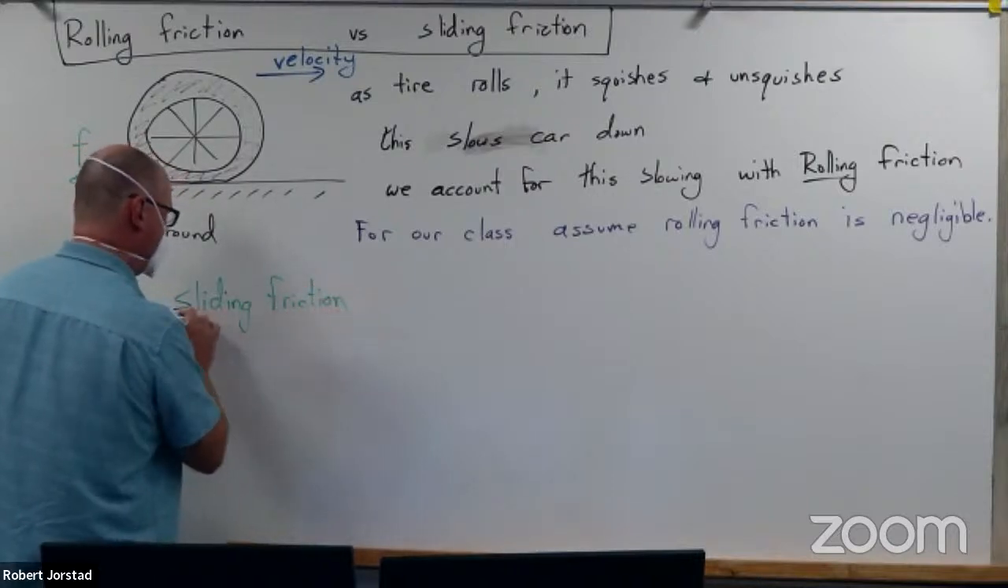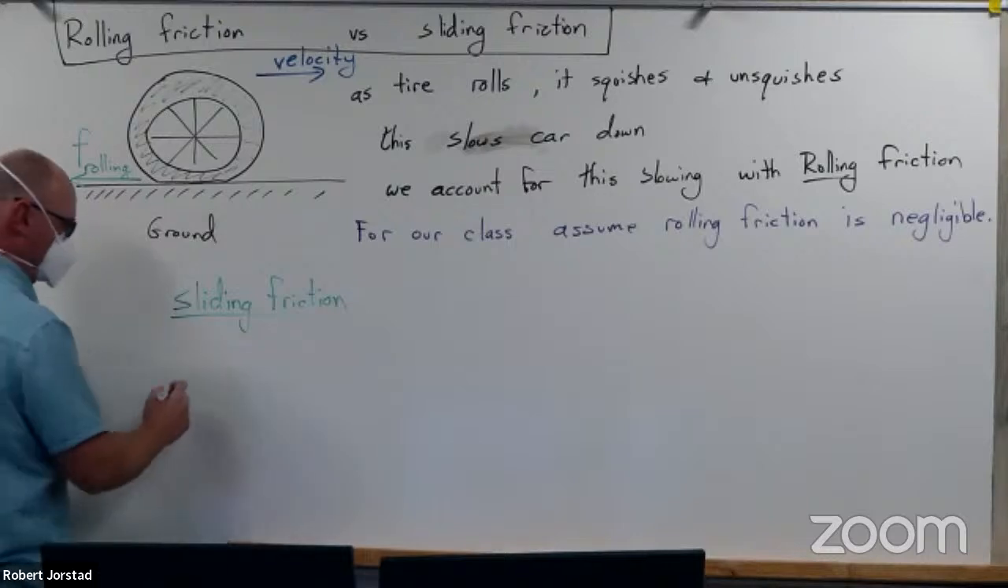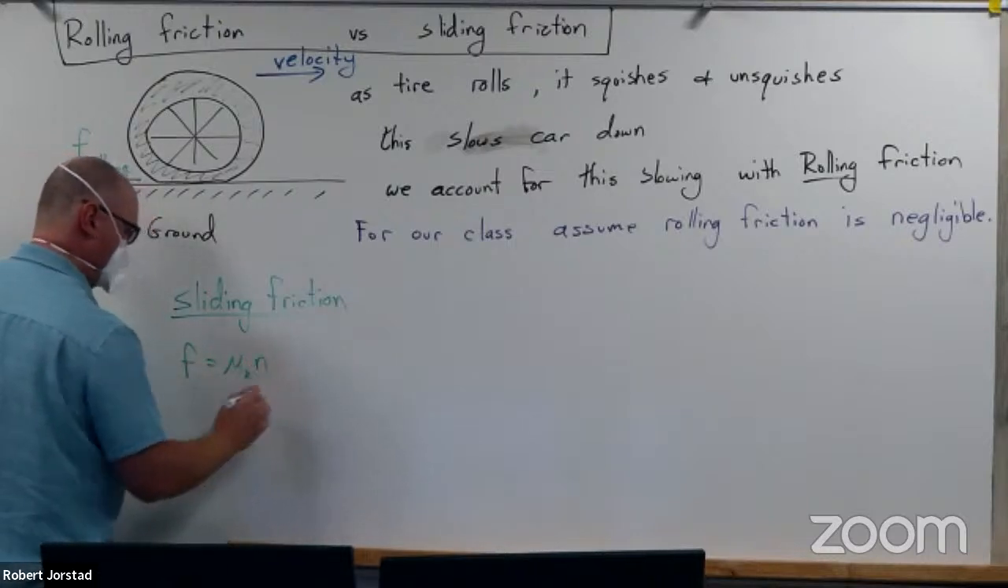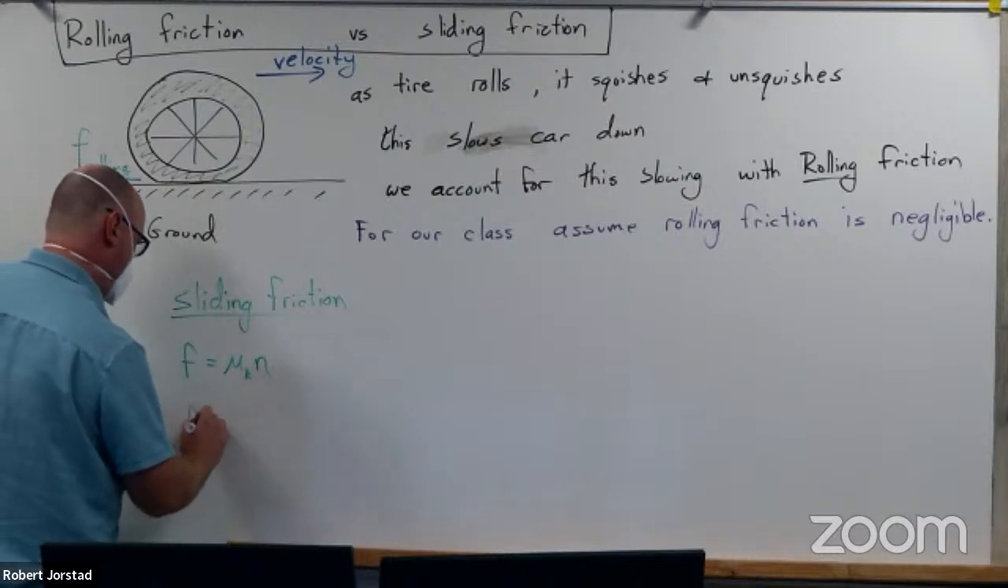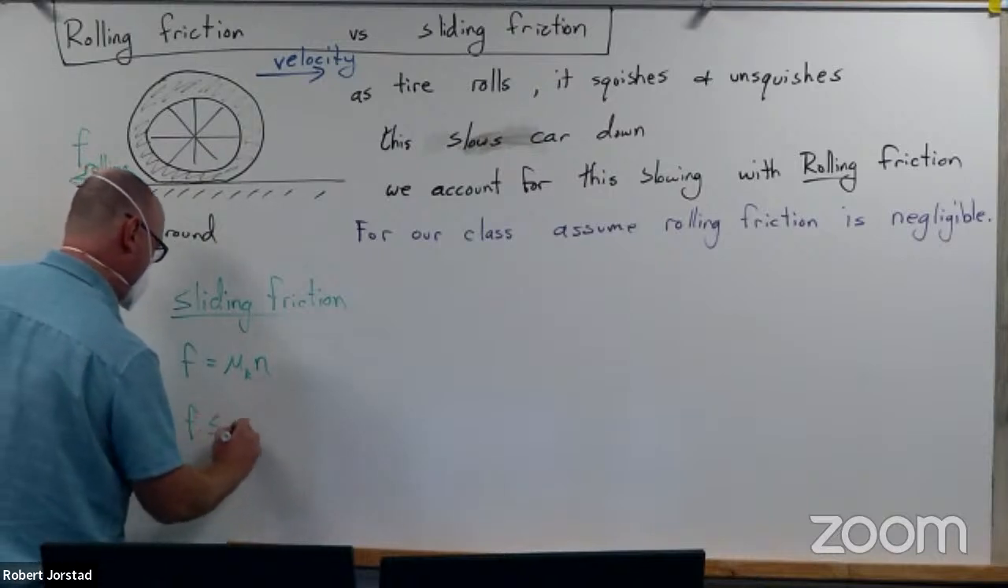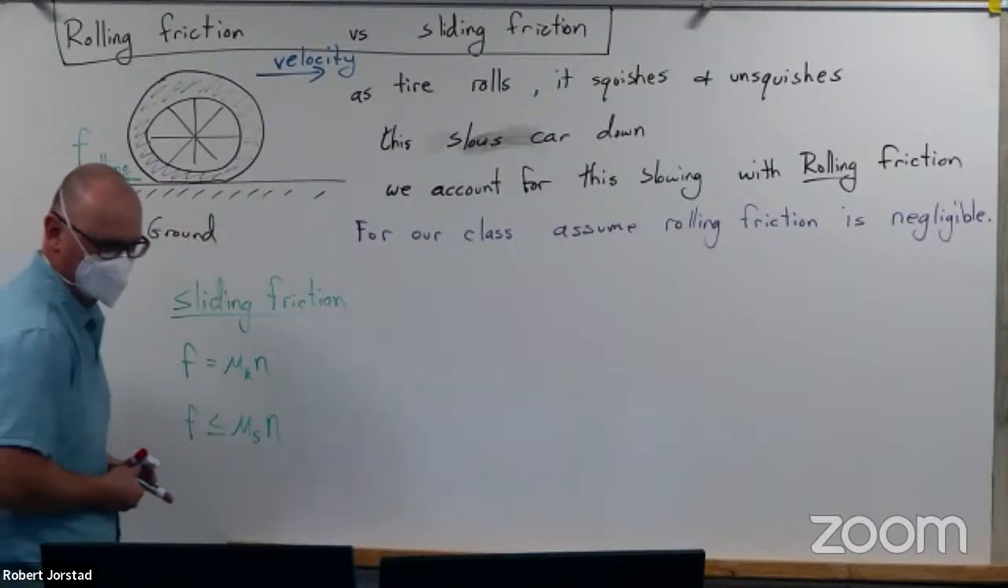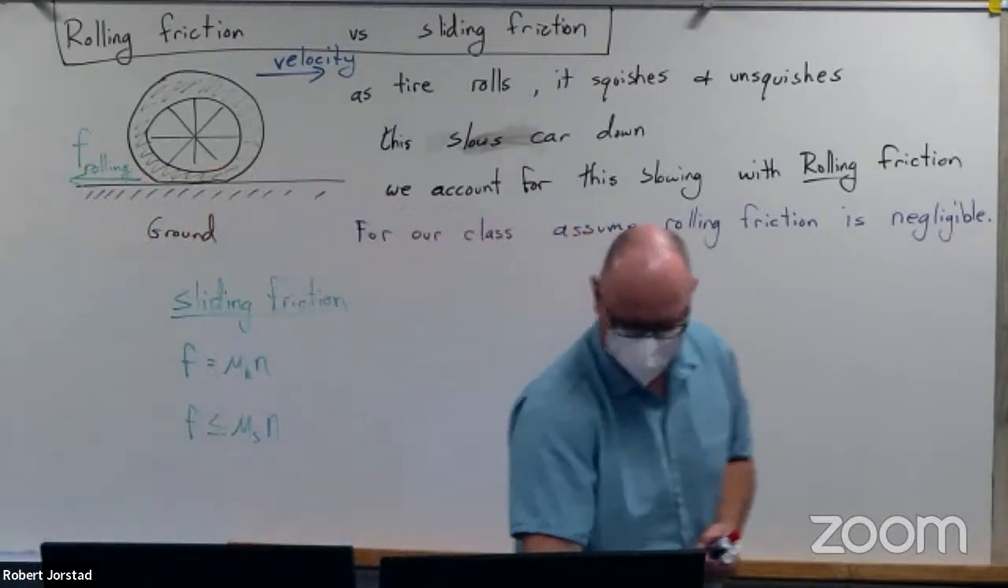We have two conditions for sliding friction that we discussed already. F is equal to mu kinetic times the normal force, or F is less than or equal to mu static times the normal force.